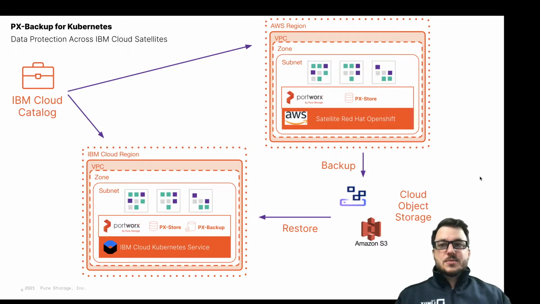In this case, we're going to be talking about IBM Cloud Satellites with PX Backup. So we're going to have two different locations, one in AWS as a cloud satellite running Red Hat OpenShift, and one IKS cluster in IBM Cloud, and show that you can back up Kubernetes applications from your satellite location and redeploy them to your IKS IBM Cloud location.